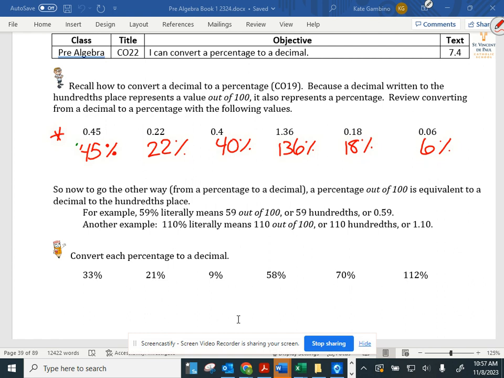So now we're going to go the other way from that percentage to the decimal. The percentage out of 100 is equivalent to the decimal to the hundredths place. So if we look at our percentages, that last number is going to be in the hundredth place. So this would be in the hundredth place. This is where people make common mistakes. So let me erase and scroll up.